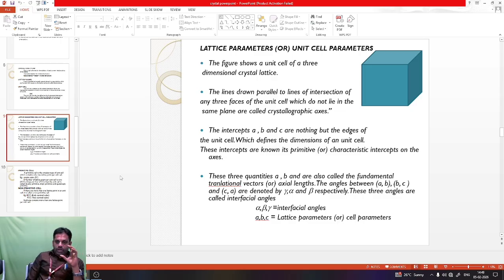Generally, if you have a cubical crystal like sodium chloride, the size of the crystal in x axis, y axis and z axis is named a, b, c, that is the lattice constant or lattice parameter. One lattice parameter is the point of intercepts, and another one is the angle between any 2 axes, that is alpha, beta and gamma. So these 2 factors are called lattice parameters: point of intercepts and interfacial angles.